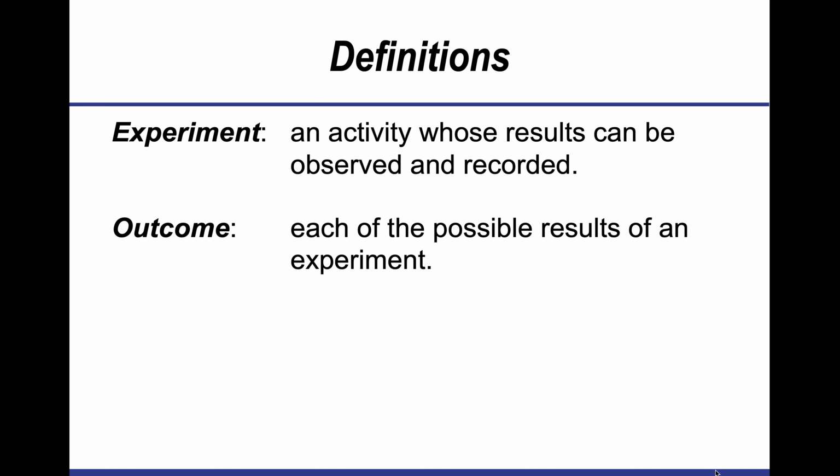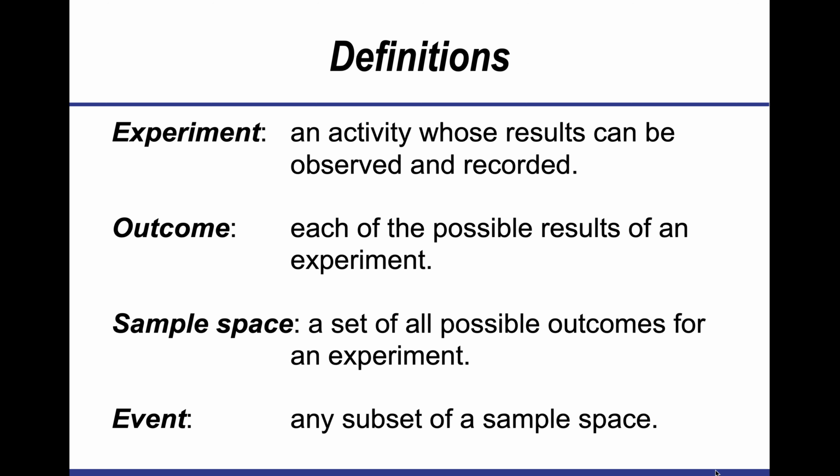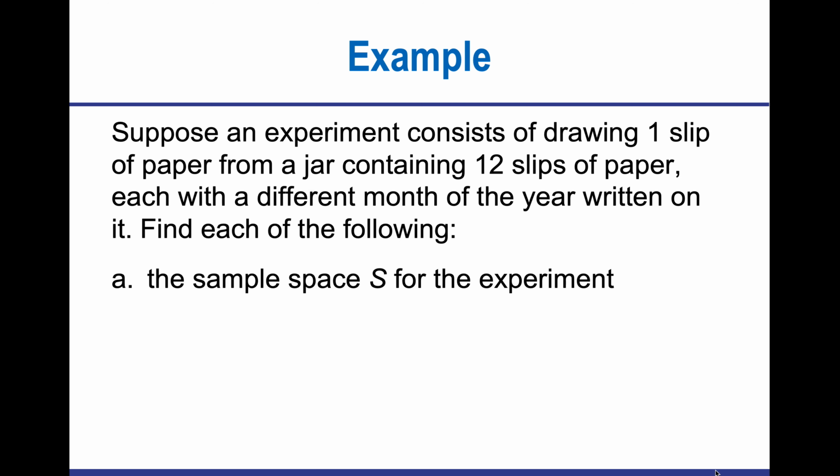An outcome would be each of the possible results of an experiment. So if I have that coin, my outcomes would be heads and tails. A sample space would be the set of all possible outcomes for an experiment. So whereas I could say a heads is an outcome, if I wanted the sample space, I would say heads, comma, tails, and I would use set notation for the brackets, which you'll see. An event is any subset of the sample space. So if I flip the coin and I get heads, that is an event. It's a subset.